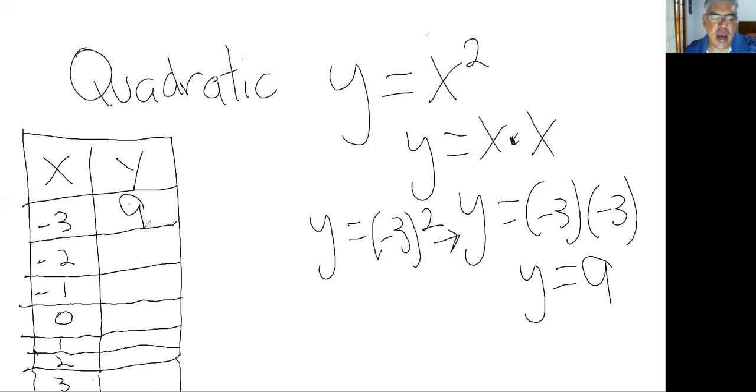So how do we find the value of y for x = -2? We square -2. -2 times -2 is +4, right? For -1, -1 to the second power is -1 times -1, which is +1. 0 yields 0, and 1 gives you 1, 2 gives you 4, and 3 gives us 9.